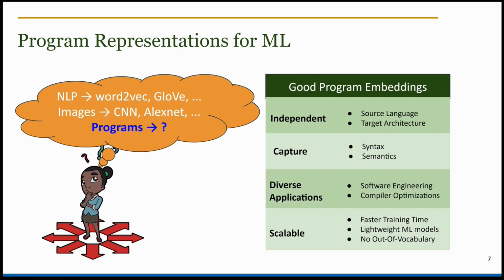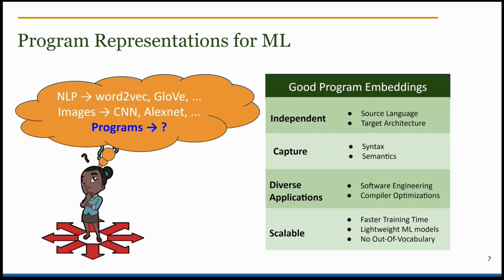So what we try to do is represent programs as embeddings, similar to other embeddings from NLP or image domains. And we listed out important characteristics that a good program embedding should have, right? These are the different cases that distinguish programs from NLP or images.